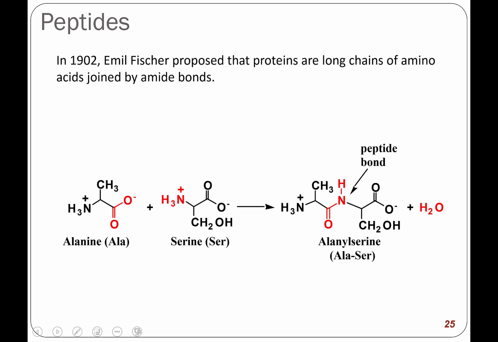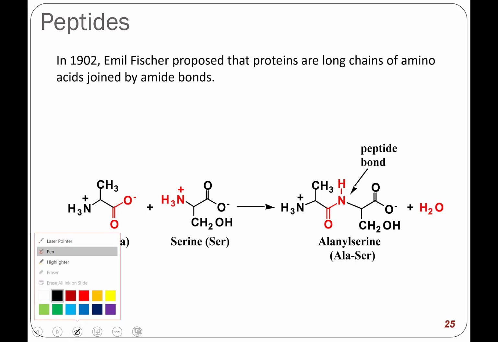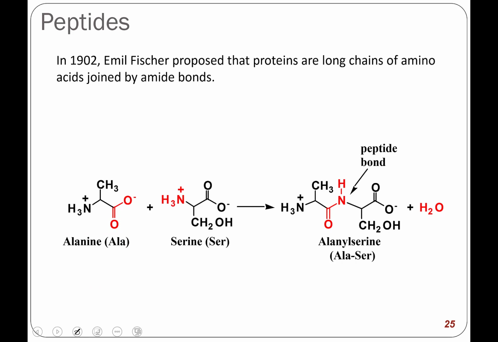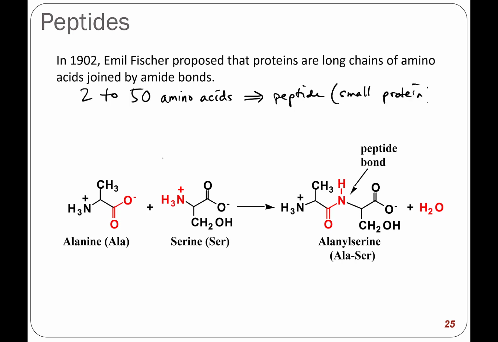So that's maybe a good thing to start with. Maybe I'll even put it on this slide. You'll see different things in different places, but for our class, let's put anywhere from 2 to 50 amino acids. We're going to call that a peptide. So just think of a peptide as a small protein. And if we're talking about greater than 50 amino acids put together, we're going to call that a protein.